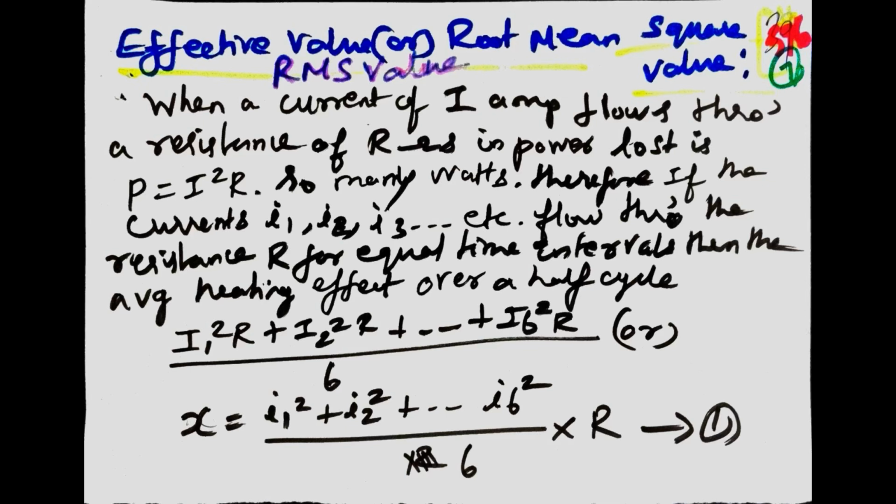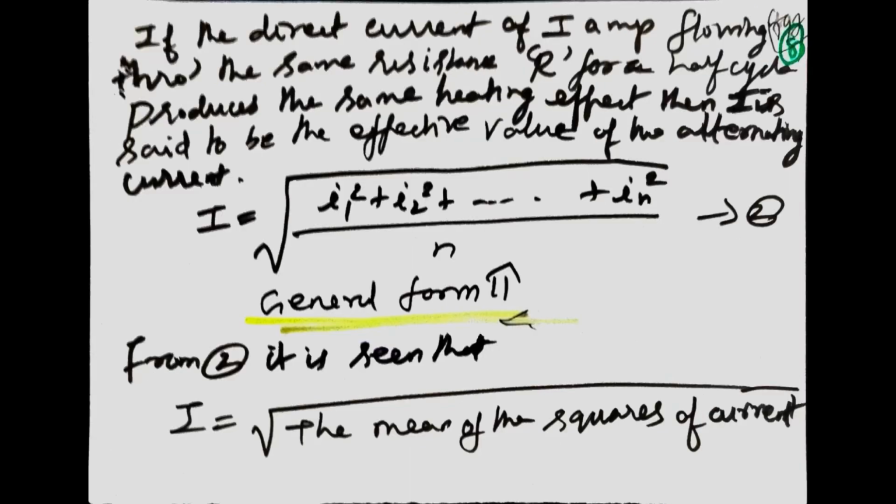I squared is I1 squared plus I2 squared plus etc. plus I6 squared, divided by 6. If a direct current of I ampere flowing through the same resistance for a half cycle produces the same heating effect, then I is said to be the effective value of the alternating current. I is the root of I1 squared plus I2 squared plus I3 squared plus etc. plus In squared, divided by n. That is the second equation, a very important equation to find the RMS value.